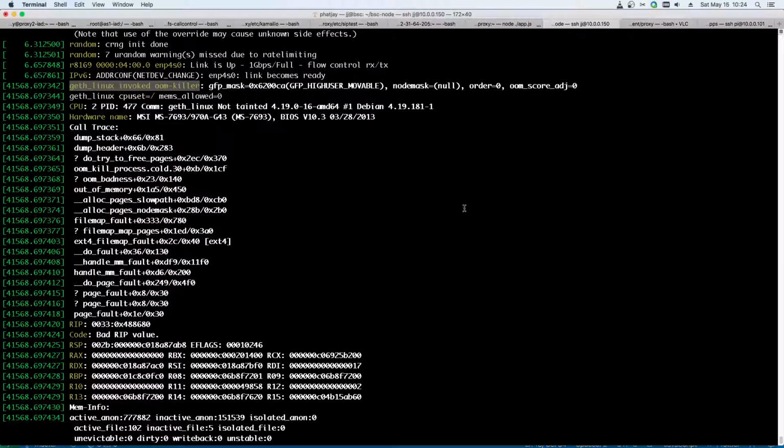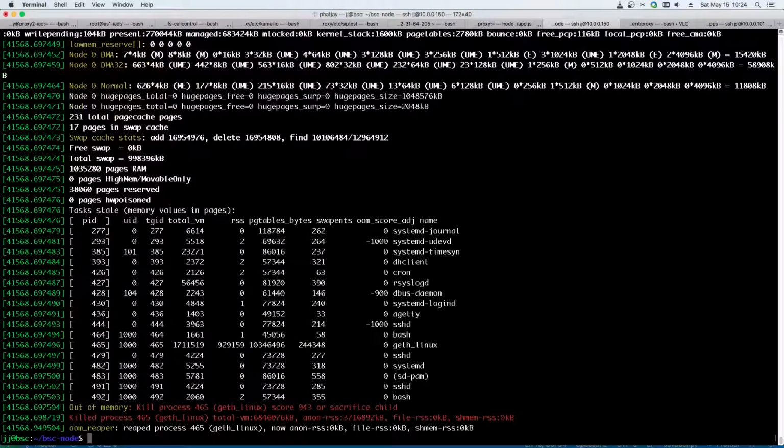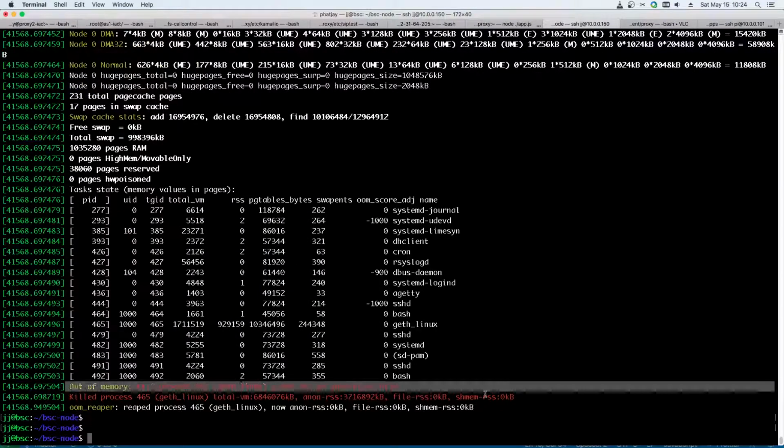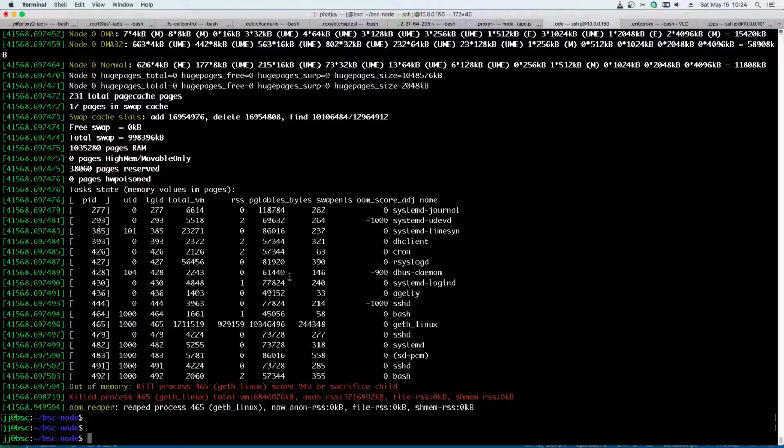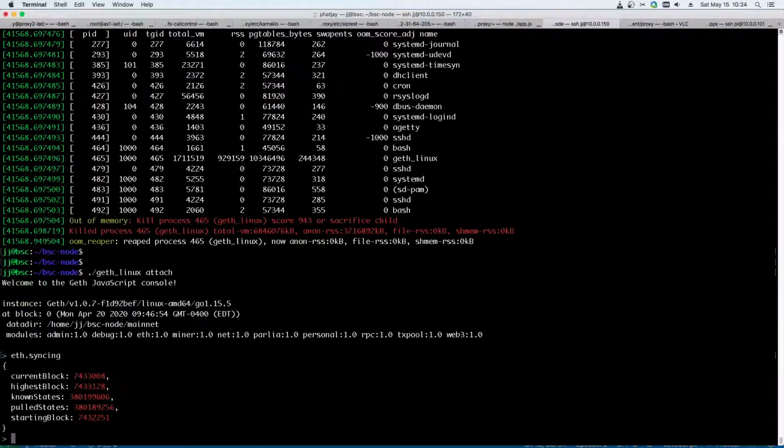We are still syncing because, I don't know if you can tell here, but geth invoked out of memory killer. So what keeps happening, folks, is if we scroll down here, see, out of memory, out of memory. Basically, when we go to geth attach and then do the syncing, eth.syncing, you can see we get rather close in the last few digits there.